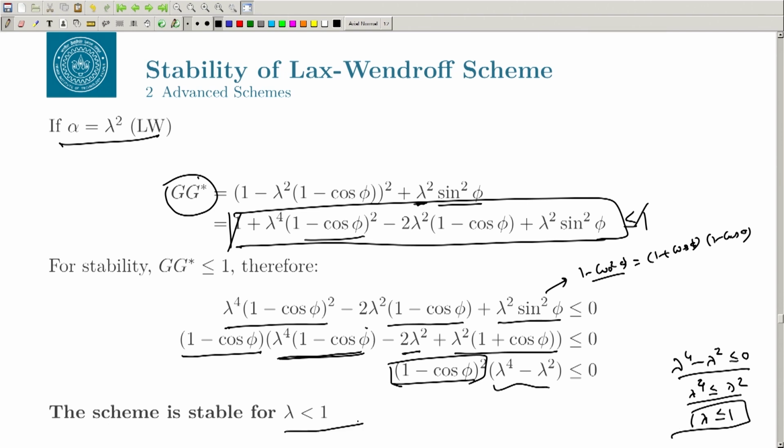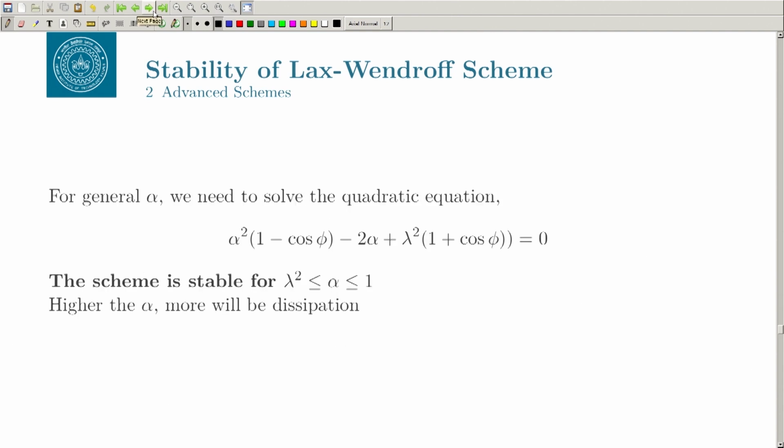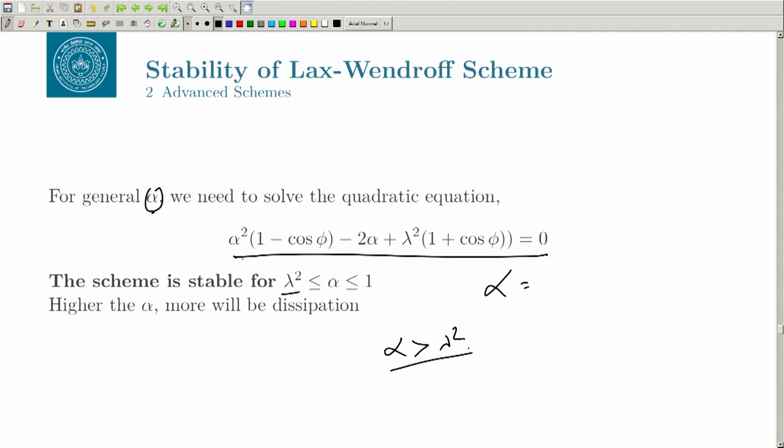So, this is the stability if you have a Lax-Friedrichs scheme, which is alpha equal to lambda square, okay. Now, what you can do, you can solve for general alpha, means not the Lax-Friedrichs, not the FTCS, but we are just adding some arbitrary diffusion, right, and see what is the value. So, we will get a quadratic equation, okay, which will be like this, and you have to solve for alpha, okay, and you will see that the scheme is stable when alpha is greater than lambda square, which is obvious because lambda square is just the right amount of diffusion to make this scheme stable, right.